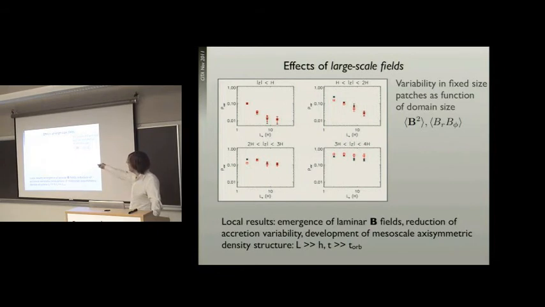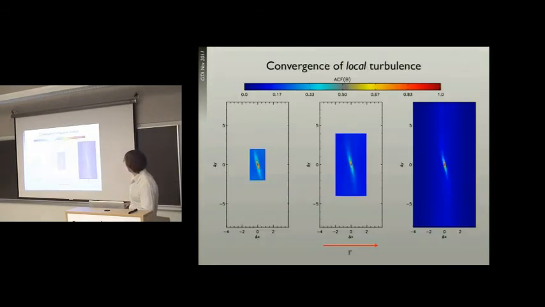But in the midplane of the disk, there's quite a noticeable drop in the variability as you go to large domains. I stress these are within fixed size patches, so it's not simply that we're averaging many statistical things together and getting less variability as a result. How do you reconcile that with that correlation stuff changes?